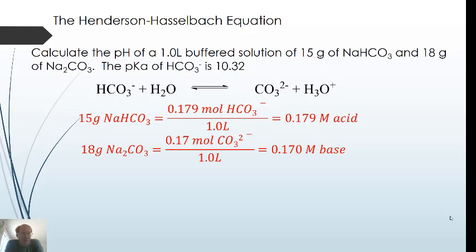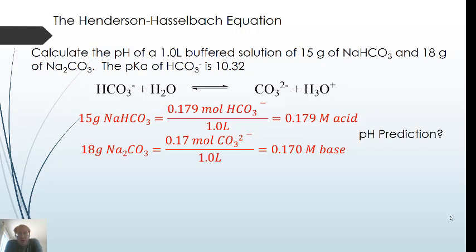We'll do the exact same thing for the sodium carbonate. Divide the 18 grams by the formula weight. You can figure that out if you want and do that math. That's just mass divided by molar mass. Gives me 1.7 moles of carbonate, which is 1.70 moles per liter of my base.